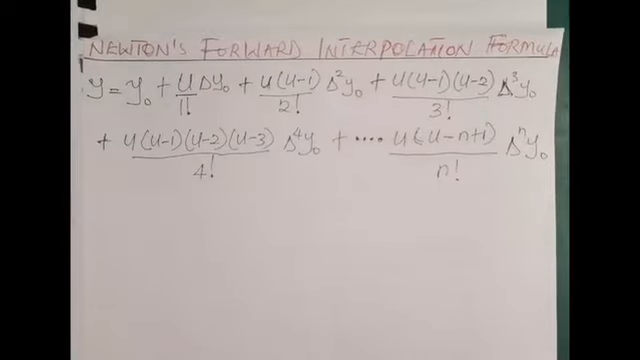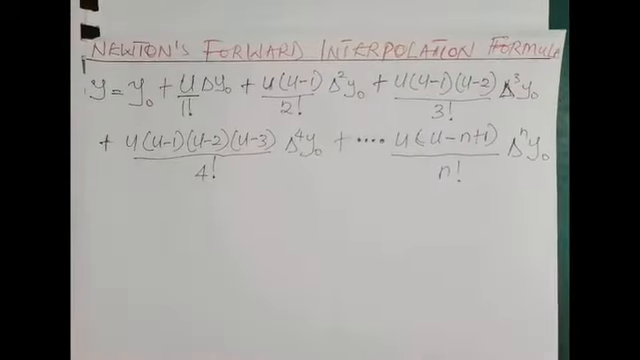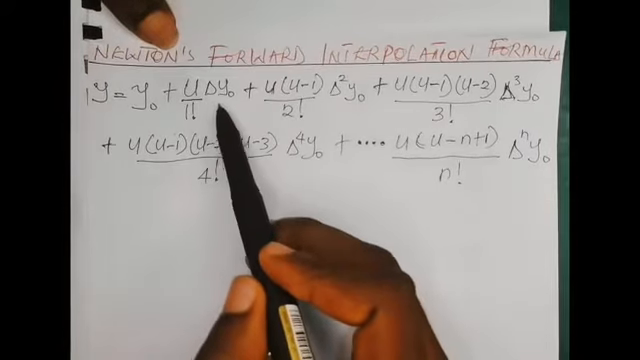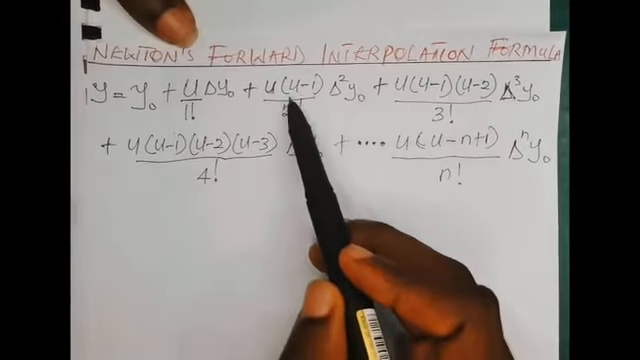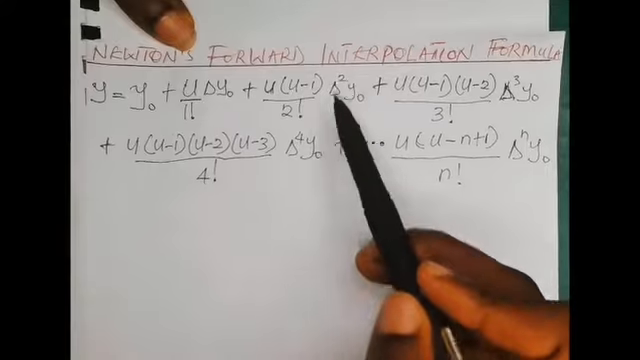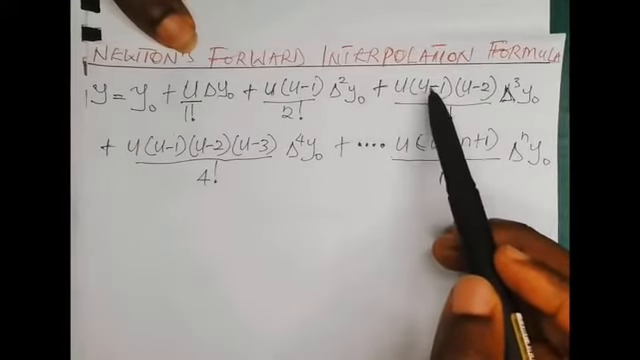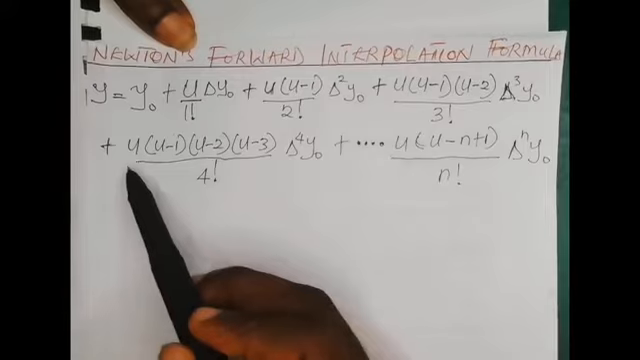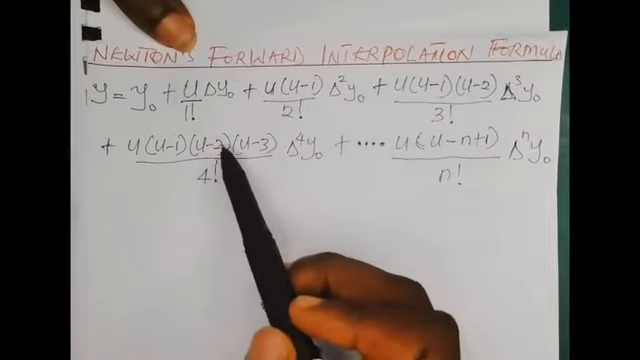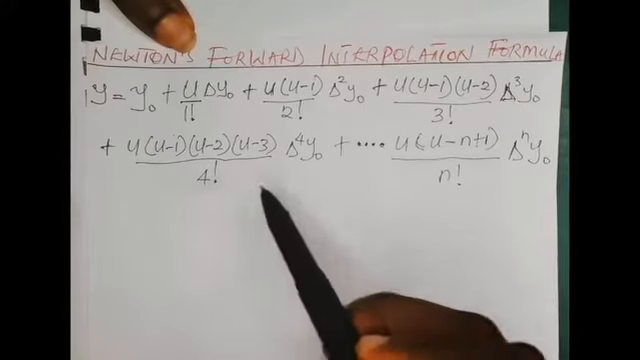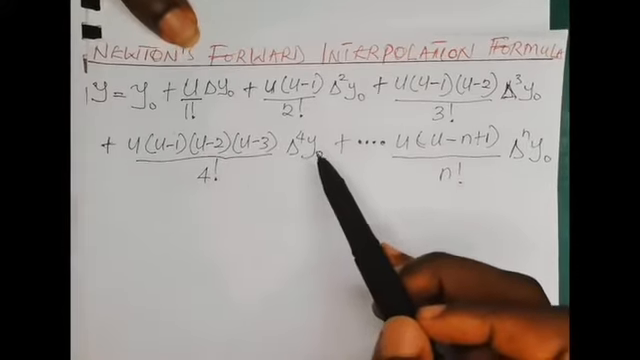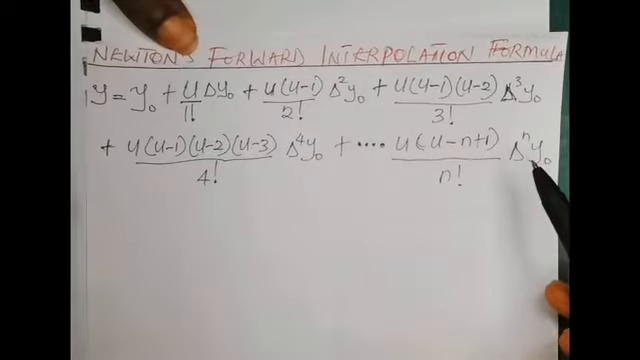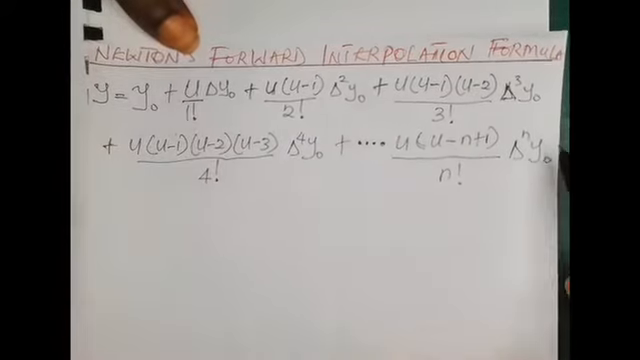Newton's forward interpolation method can be given by the formula y equals y0 plus u over 1 factorial multiply delta y0 plus u multiply u minus 1 over 2 factorial multiplying delta squared y0 plus u multiply u minus 1 multiply u minus 2 over 3 factorial times delta cube y0 plus u multiply u minus 1 multiply u minus 2 multiply u minus 3 all over 4 factorial multiplying delta fourth y0, and it continues like that as a series up to u multiply u minus n plus 1 all over n factorial multiply delta n y0.